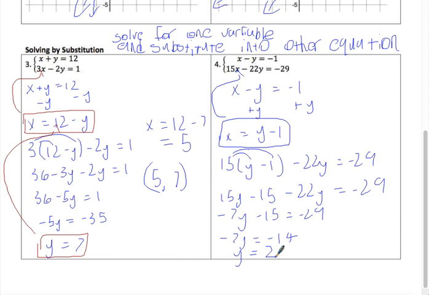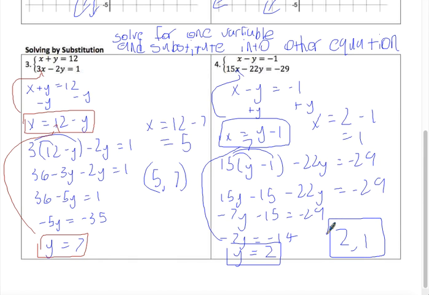And then we just have to go back and plug in y equals 2 here. So x equals 2 minus 1, which is 1. So the solution to this system is 2, 1. The point 2, 1. So that's where the two lines are going to intersect.